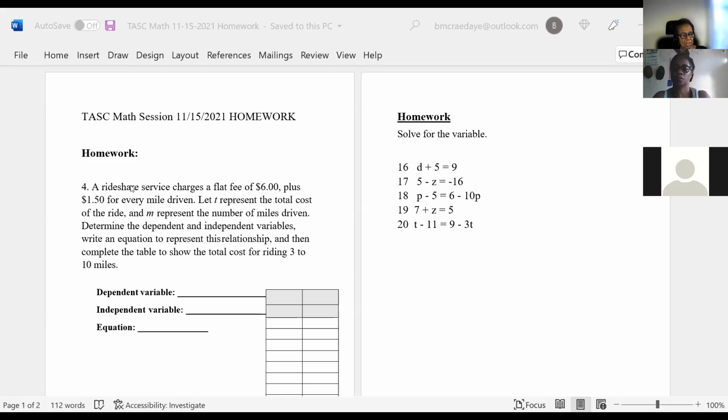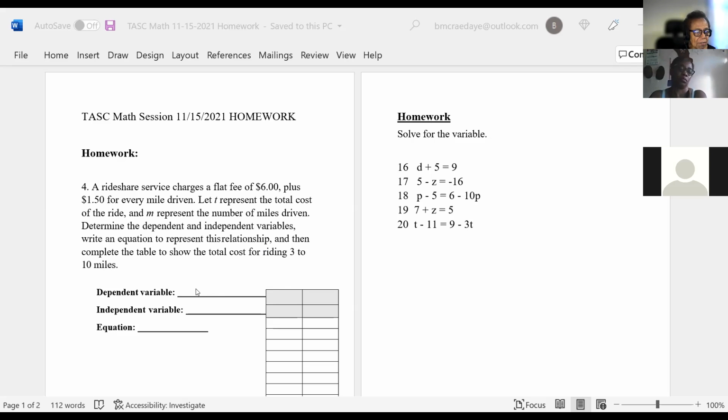A rideshare service charges a flat rate of $6 plus $1.50 for every mile driven. And they gave you the variables. Let T represent the total cost of the ride and M represent the number of miles driven. Determine the dependent and independent variables. Write an equation to represent this relationship, and then complete the table to show the cost for riding 3 to 10 miles. Okay, now what is the dependent variable, Vanessa?